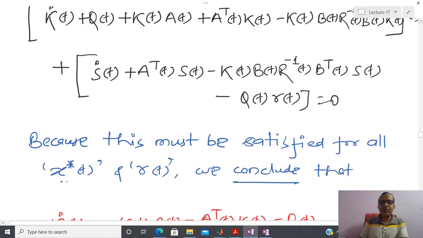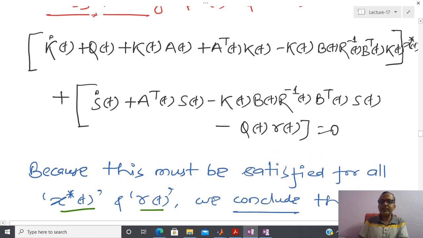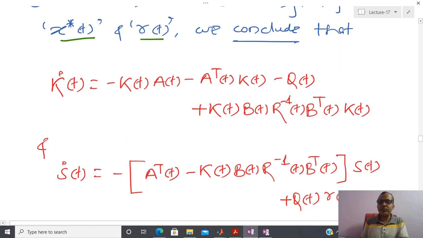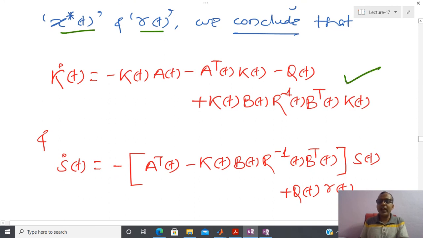Since this is satisfied for all x(t) and r(t), you can see that if that is satisfied for all x(t), then I can equate this quantity equal to 0 and this whole quantity equal to 0. So if these two quantities, the bracketed quantities, are equal to 0, then I can guarantee that this particular equality equal to 0 is satisfied for all x star(t) and r(t). And due to that reason now I have two equations. One is the Riccati equation, and during the regulator problem you might have seen this equation.